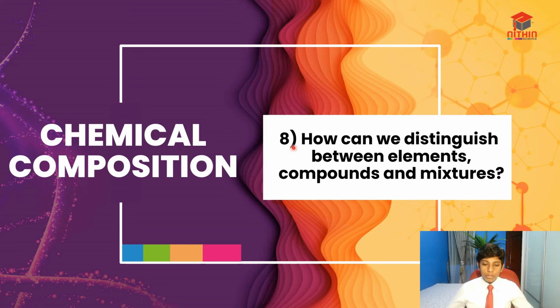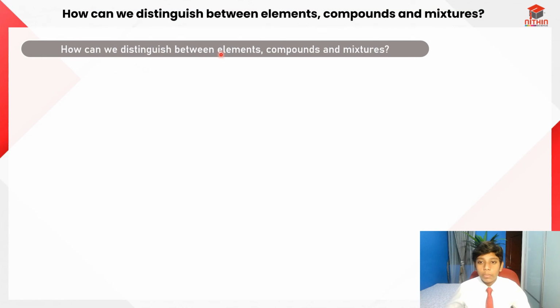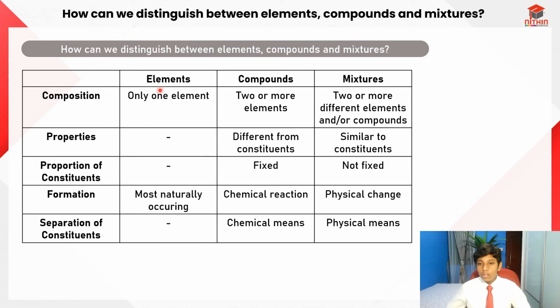For segment number 8 of this video, how can we distinguish between elements, compounds, and mixtures? There's a table over here: elements, compounds, mixtures. First, the composition. Elements are made up of only one element. Compounds, two or more elements. Mixtures, two or more different elements and or compounds.